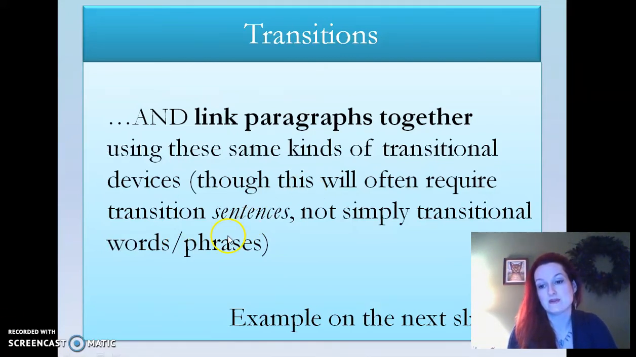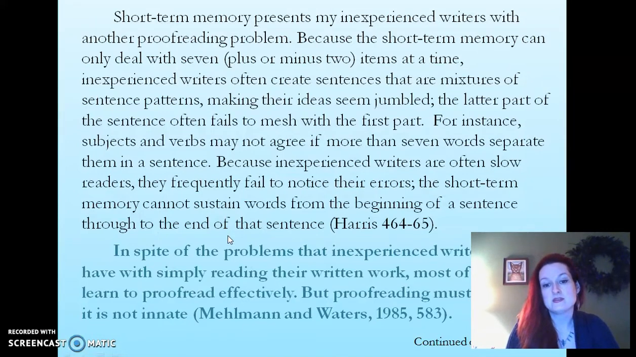And here is an example of that. This is from that same article about proofreading that we've been looking at. Now, we already looked at this previous paragraph about short-term memory and how it can present problems with proofreading to inexperienced writers. Let's look at a transition sentence here. I'll just read you the end of that paragraph again.